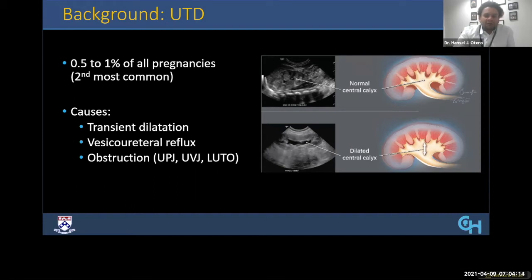It is diagnosed with any type of dilatation of the urinary system, and it is a heterogeneous group. It includes transient dilatation, and some are going to resolve before birth, but the great majority are actually going to resolve without surgery in the postnatal period. Then we have reflux, we have obstruction at different points, we have UPJ obstruction, UVJ obstruction, and lower urinary tract obstruction. Again, I'm going to walk you through some of those diagnoses as we look at the imaging.